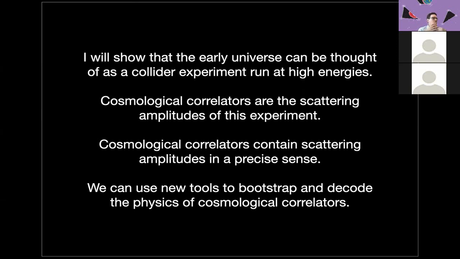Moreover, cosmological correlators contain scattering amplitudes. So it's not just an analogy to collider physics, but you should really think of these cosmological correlation functions as mathematical objects, at least in their formal structure, that contain flat space dynamics and scattering amplitudes in a precise sense. And these new tools of the cosmological bootstrap are conceptually important, but also practically very useful to compute things that we weren't able to before and give us new handles on the statistics of the primordial fluctuations. So this is the big picture.